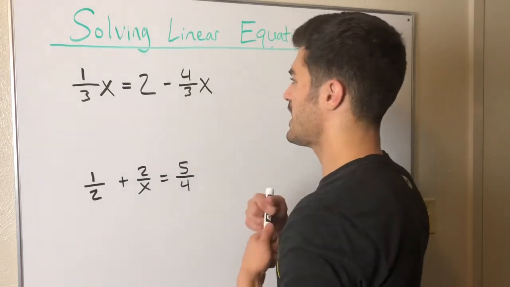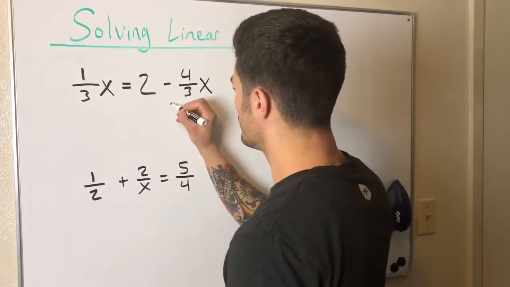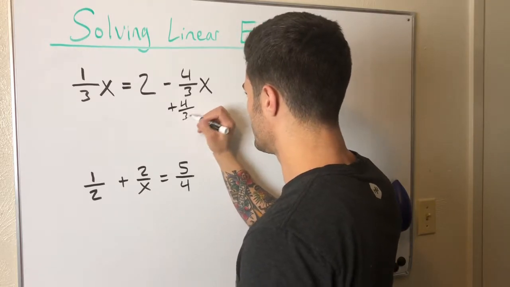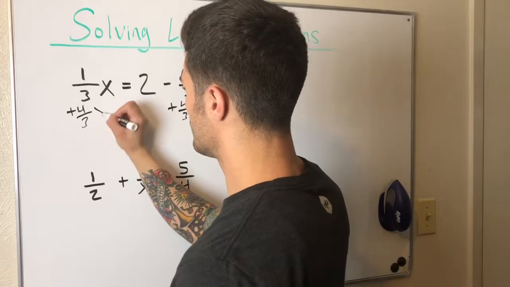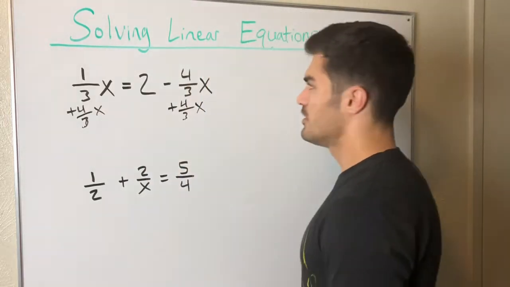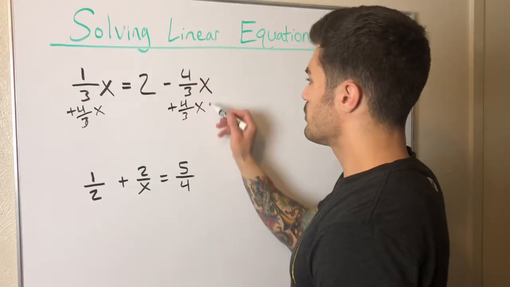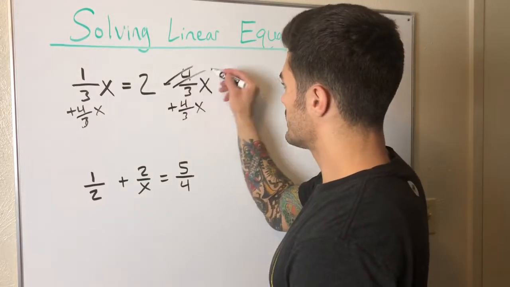So let's go ahead and do it. I'm going to add 4/3 x to both sides, plus 4/3 x plus 4/3 x. Alright, so that cancels. Minus 4/3 x plus 4/3 x, that cancels.